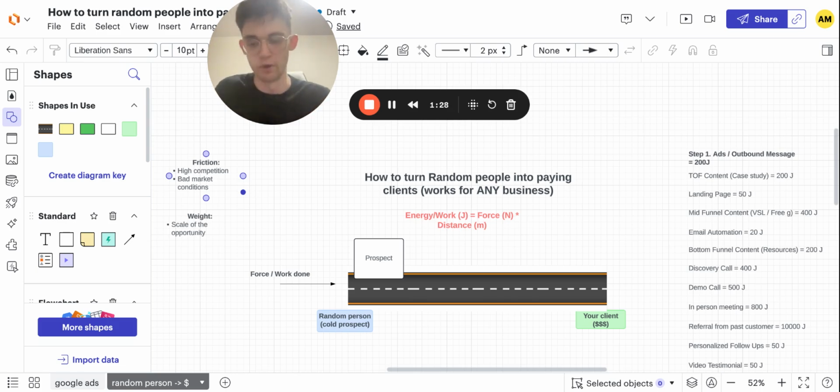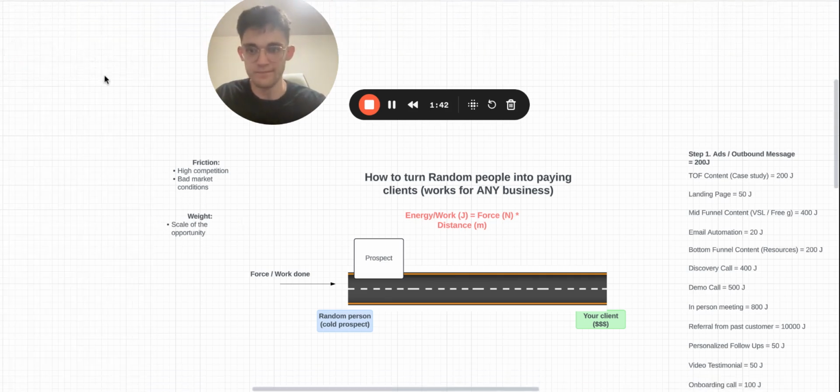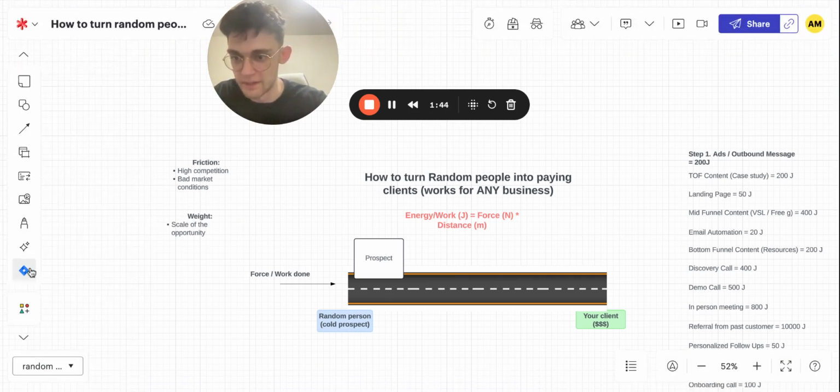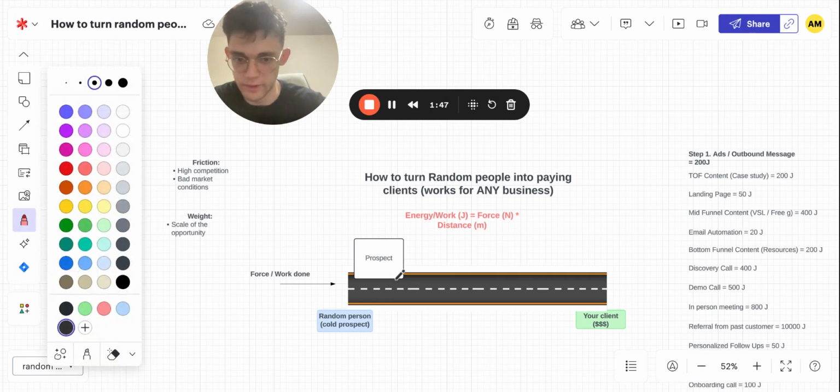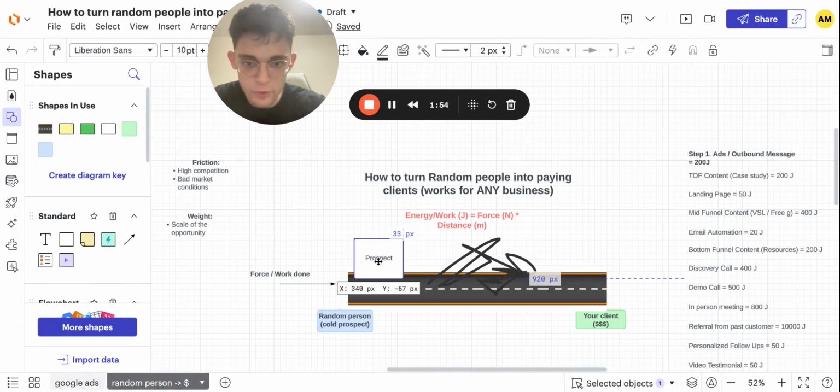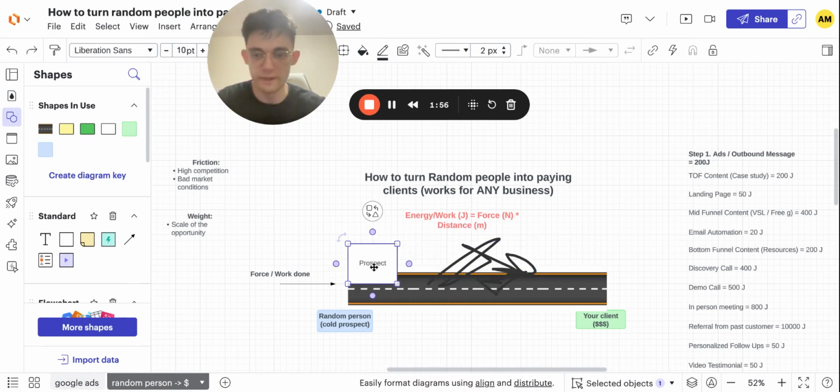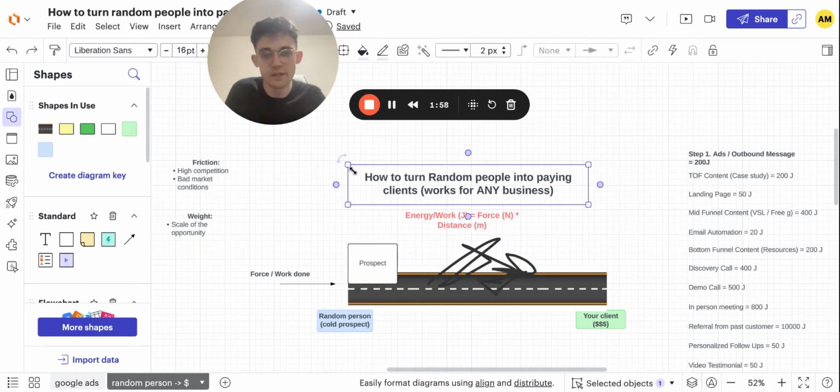Not saying it's impossible, but let's say there's also high skepticism in the market. A lot of people have been burnt by your type of service. Maybe they don't really trust you. It's also going to be harder for you. It's going to be friction for you right here. So let's just draw it out. There's going to be friction on the road, a bunch of stuff on the road here that is not going to allow you to take your prospect. You're going to get stuck. So that's high competition, bad market conditions, skepticism as well.